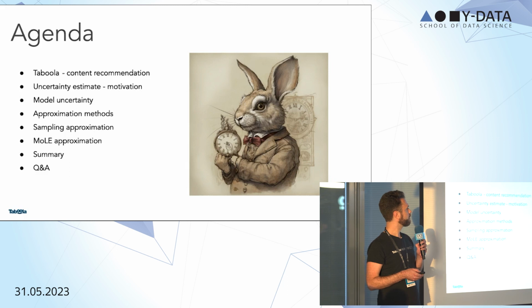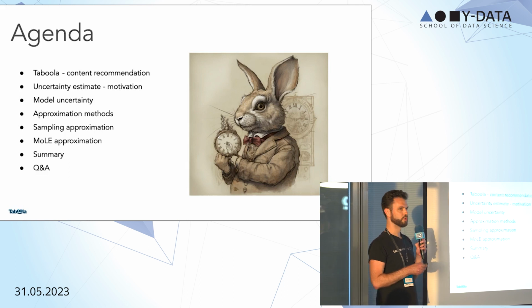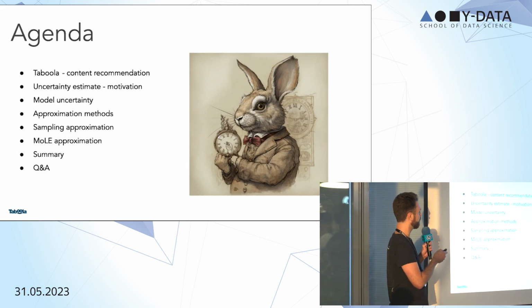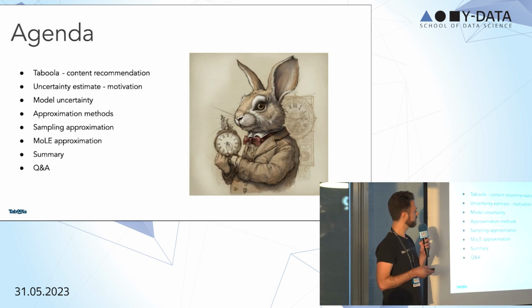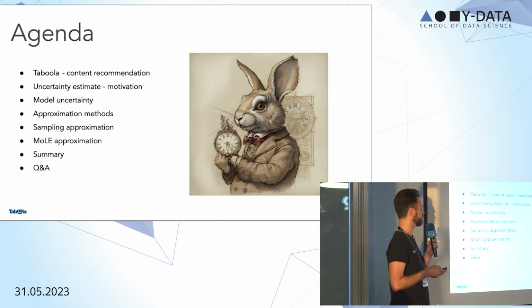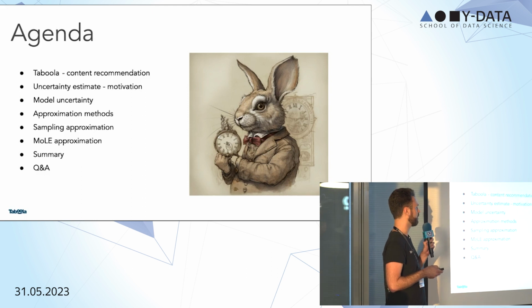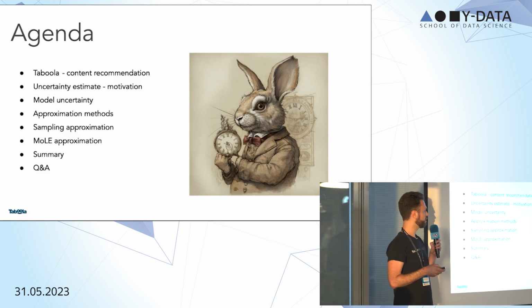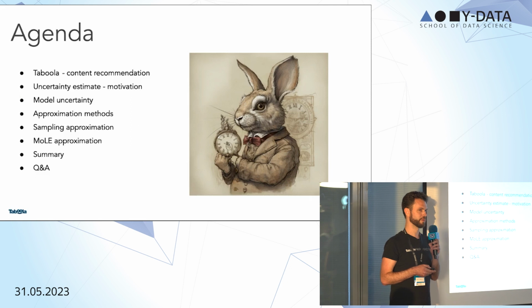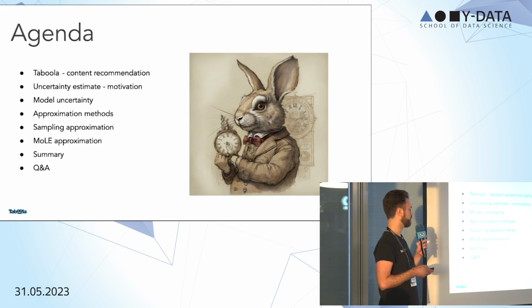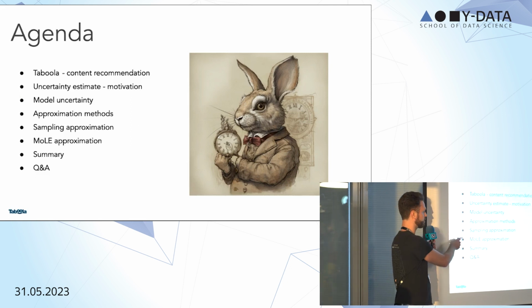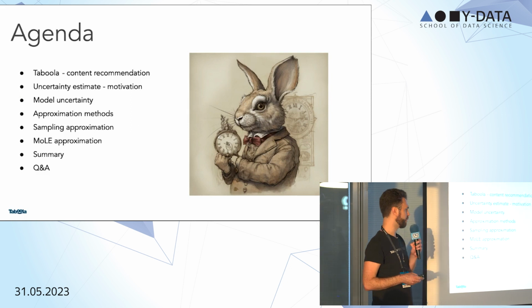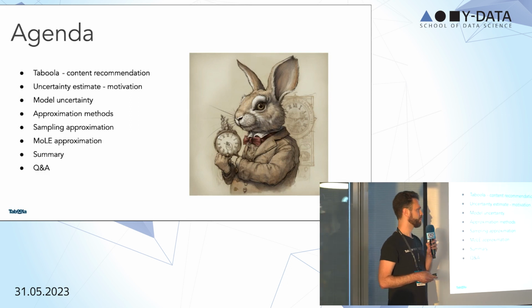So the agenda for today is we'll talk a little bit about Taboola, what Taboola is. I'll tell you about the motivation for an uncertainty estimate, why do we need it. I'll tell you how we model it, how we approximate our basic model. I'll talk about two approaches for this approximation. I'll compare them, and then we'll summarize.